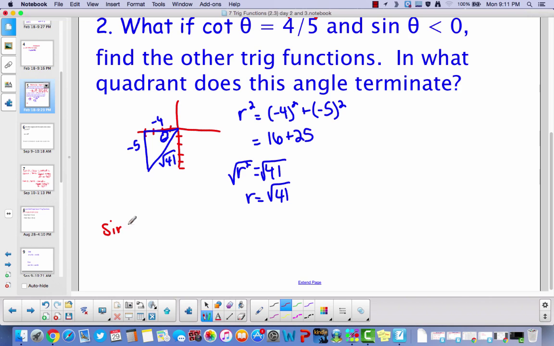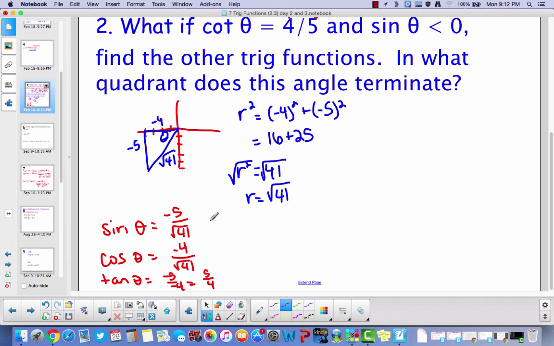Well, sine of theta is y, so negative 5 over the square root of 41. Cosine of theta is x over r, so negative 4 over the square root of 41. Tangent of theta is y over x. It's also the reciprocal of cotangent. So if cotangent is 4 over 5, tangent has to be negative 5 over negative 4, which is 5/4, which is the reciprocal of that.